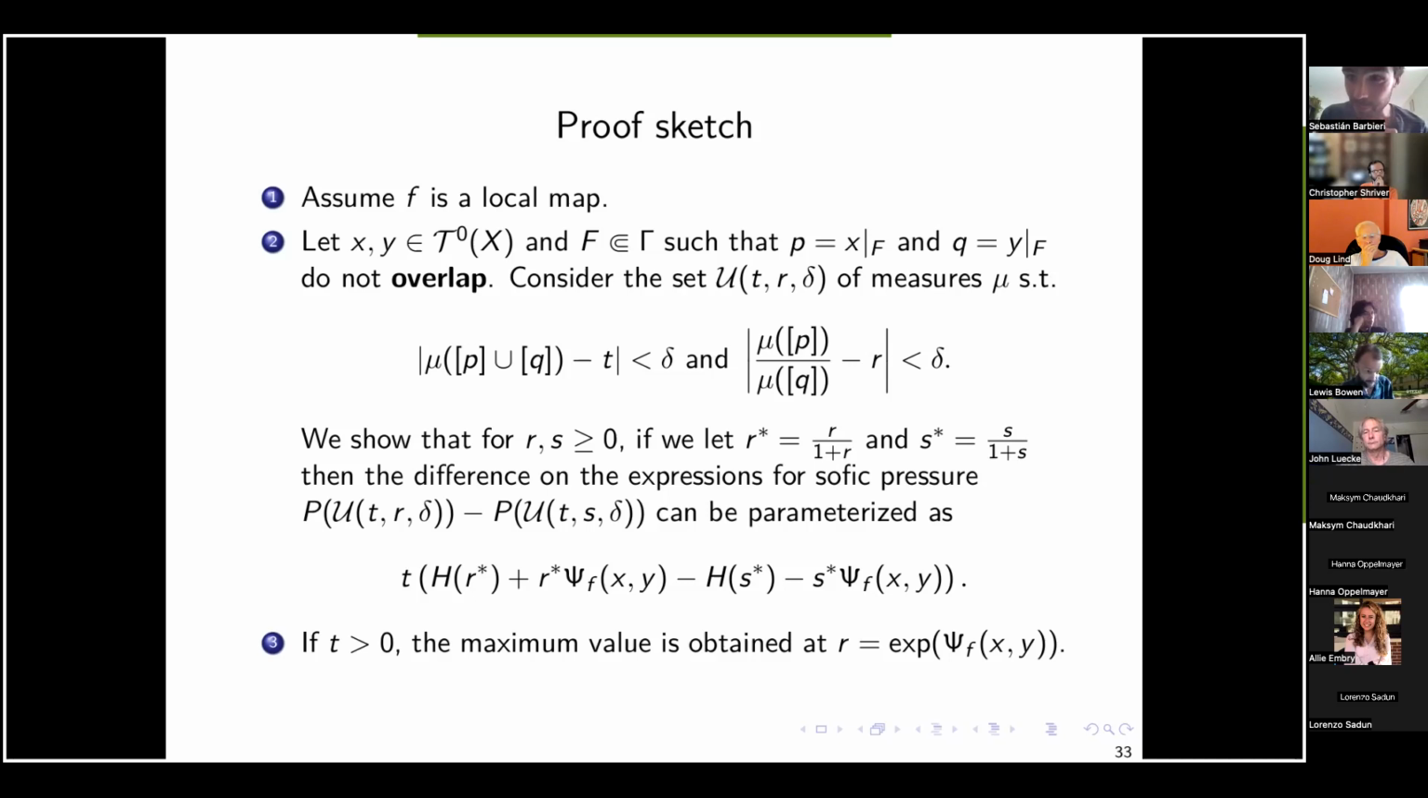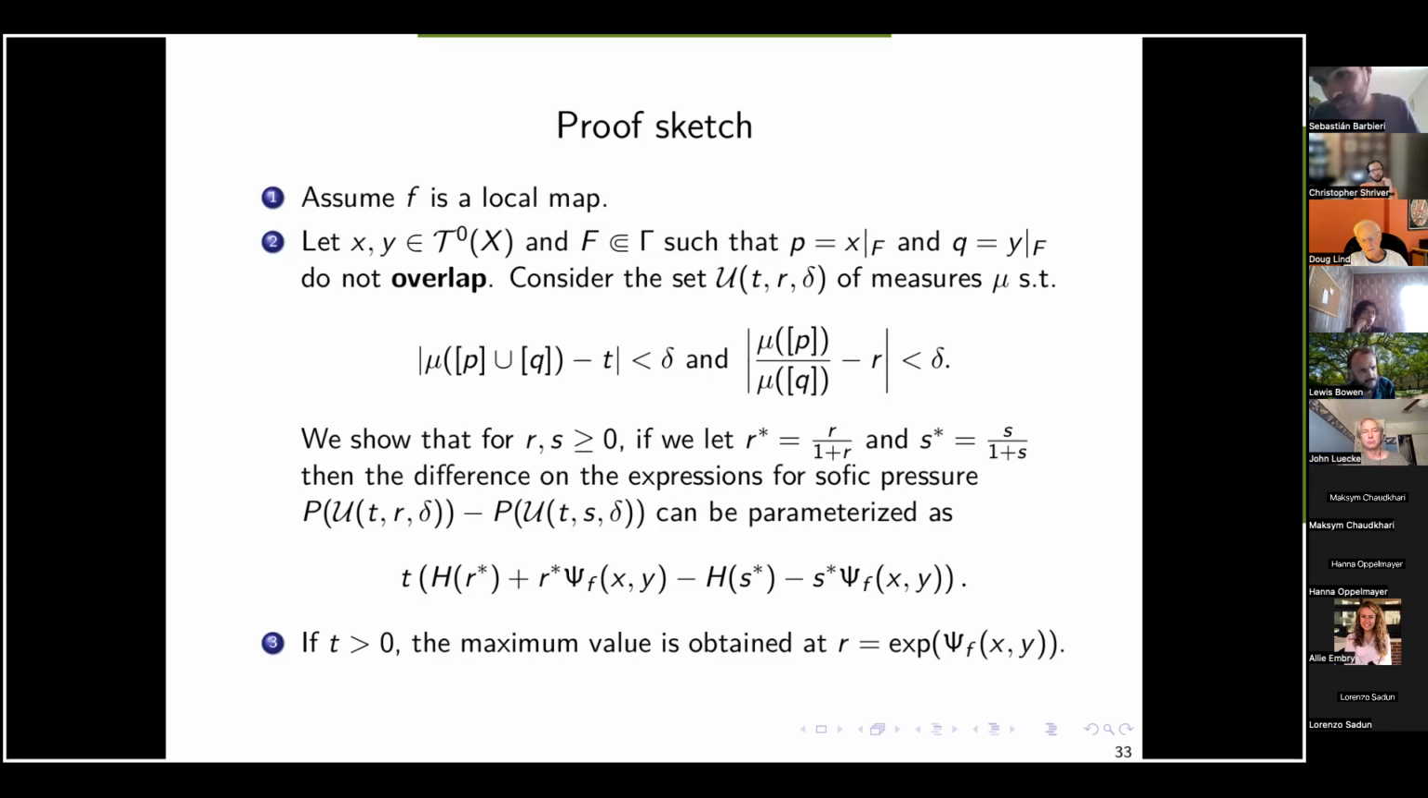We take patterns that do not overlap, we do some replacing, we do horrible computations, and we end up showing that we can describe how the pressures would be modified by changing the ratio between two patterns. So essentially the idea is that if these patterns are going to maximize the sofic pressure, then they should have this ratio.